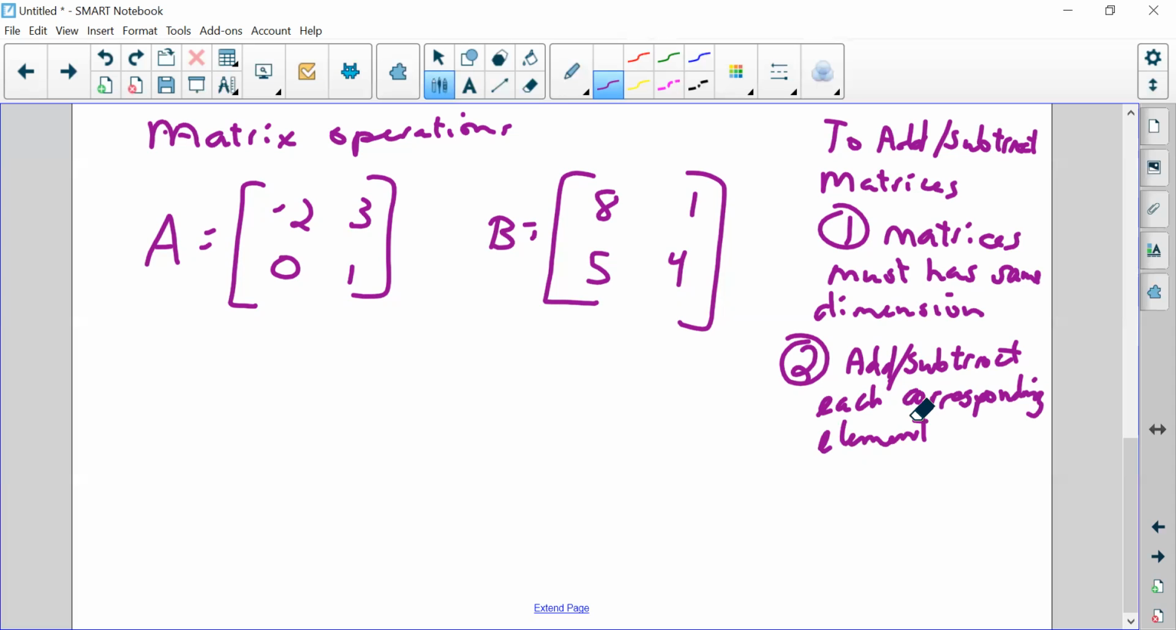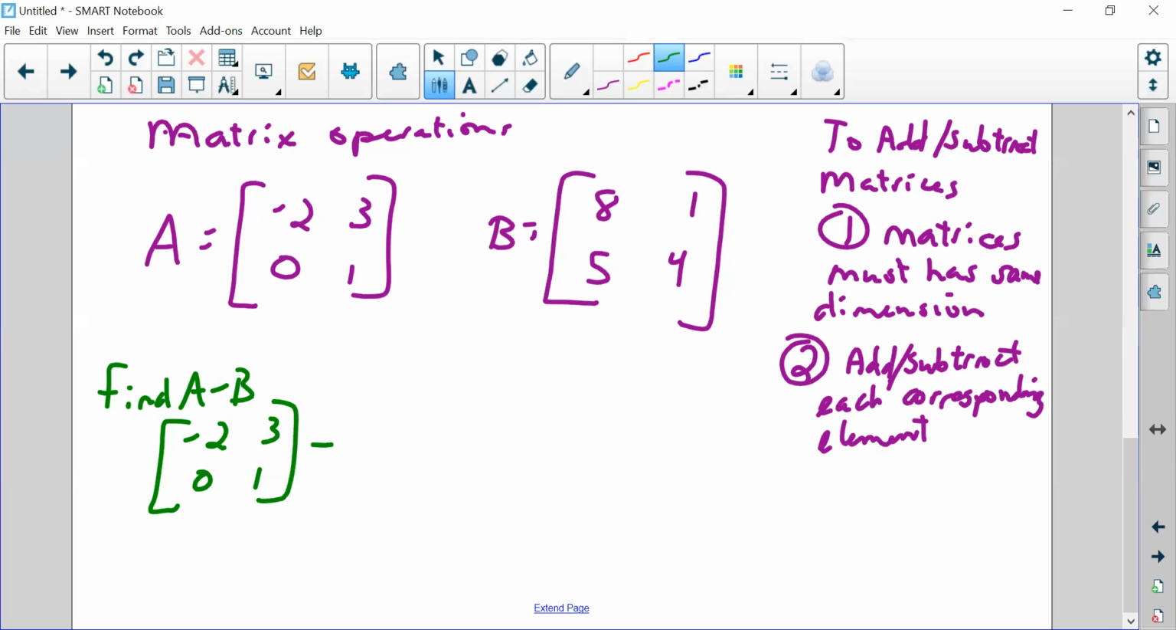Okay? So, in practice, let's say I wanted you to find A minus B. That means I'm going to be looking at matrix A, which is -2, 3, 0, 1, and I'm going to subtract matrix B, which is 8, 1, 5, 4. First question, what are the dimensions of matrix A? Okay, it's a 2 by 2. What are the dimensions of matrix B? 2 by 2. Can I add them together? Can I subtract them? Yes, they have the same dimensions. That's the first thing that we're checking there.